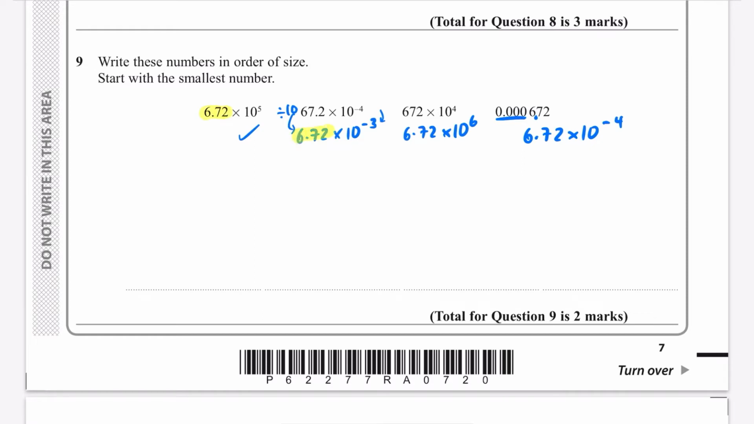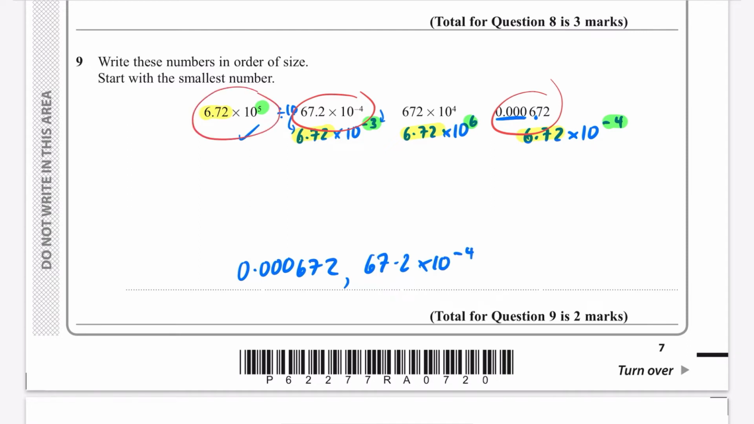Now you'll notice that the start number in all of these is exactly the same, so instead what we're going to do is compare the powers. And we're going to see which of these powers is the lowest, because we're talking about the smallest number. So the one that's got the lowest power was this one that we have at the end here. So I'm going to write down 0.0000672. Then our next smallest one is this one here. So that's 67.2 times 10 to the -4. Then our next smallest power is this one, which is the power of 5. So that's 6.72 times 10 to the power of 5. And then we have our 672 times 10 to the power of 4.